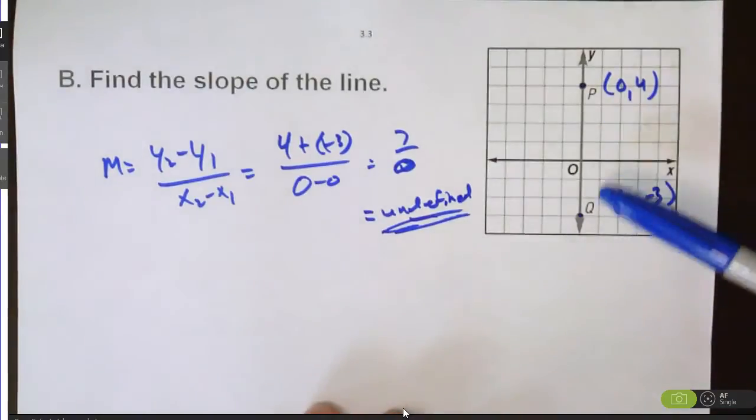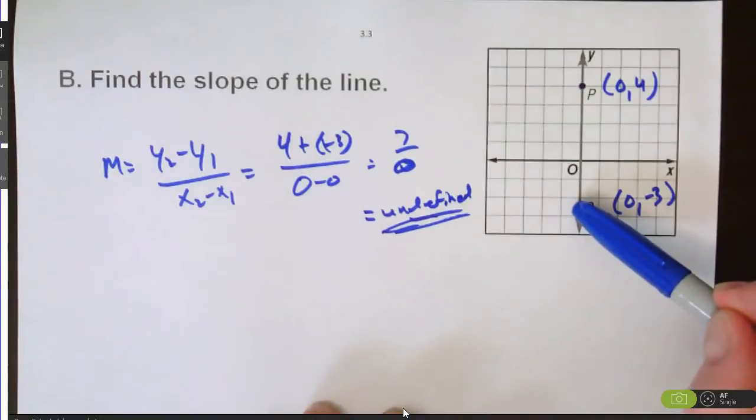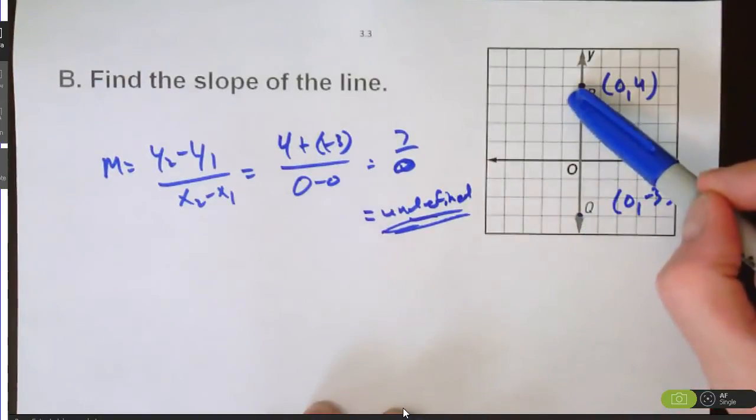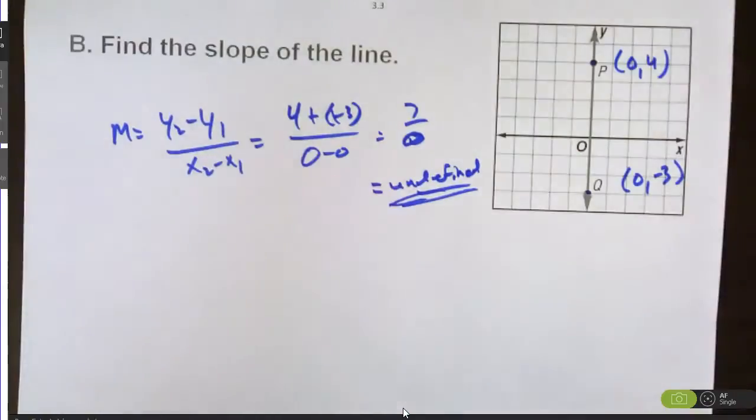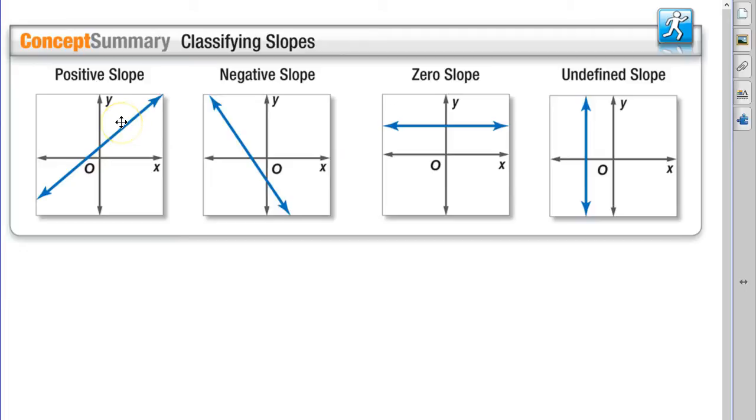Now the thing is, if I went from P to Q, I went down 7 over 0, or up 7 over 0. So oh, that's undefined. There's nothing going on there. So another way we could do it is visually. Now the reason I bring that up is that there are 4 kinds of slopes that you should remember from Algebra 1. Positive, negative, 0, and this last one we just talked about, which is undefined.